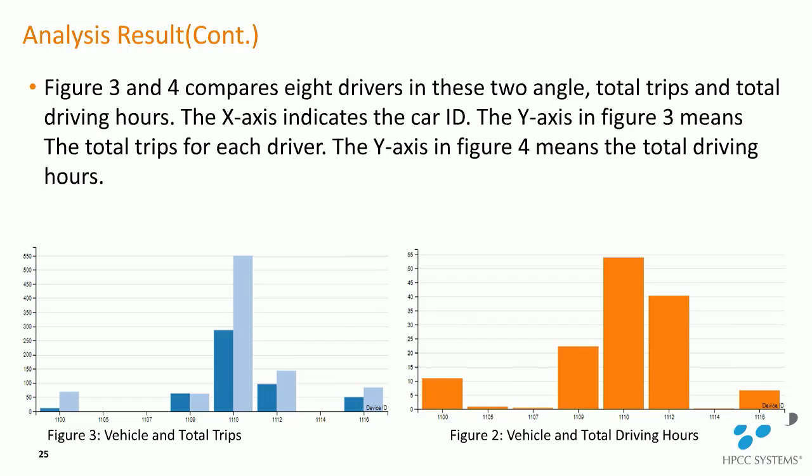The total trips and total driving hours are two important features of driver habits. The left graph shows different drivers and their total trips. The x-axis means different vehicles. The y-axis means the number of total trips. In the right picture, it presents different drivers and their total driving hours. Depending on the trip data and the threshold, the analyst can help our client to identify good or bad habits when driving.